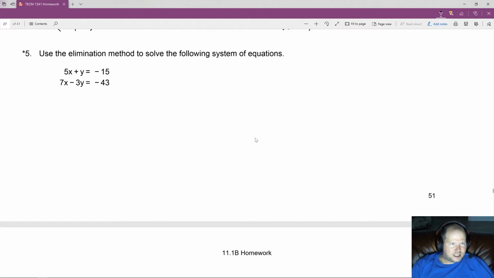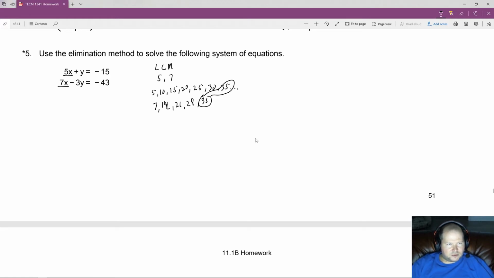And the last one on this page, use the elimination method to solve the following system of equations. In this case, nothing is solved for. Now, if we wanted to eliminate the x's, we'd have to find the LCD, or LCM, of a 5 and a 7. So LCM are least common multiples, so multiples of 5 would be 5, 10, 15, 20, 25, 30, 35, so on and so forth, right? Multiples of 7 would be 7, 14, 21, 28, 35. So the LCM of a 5 and a 7 is 35.